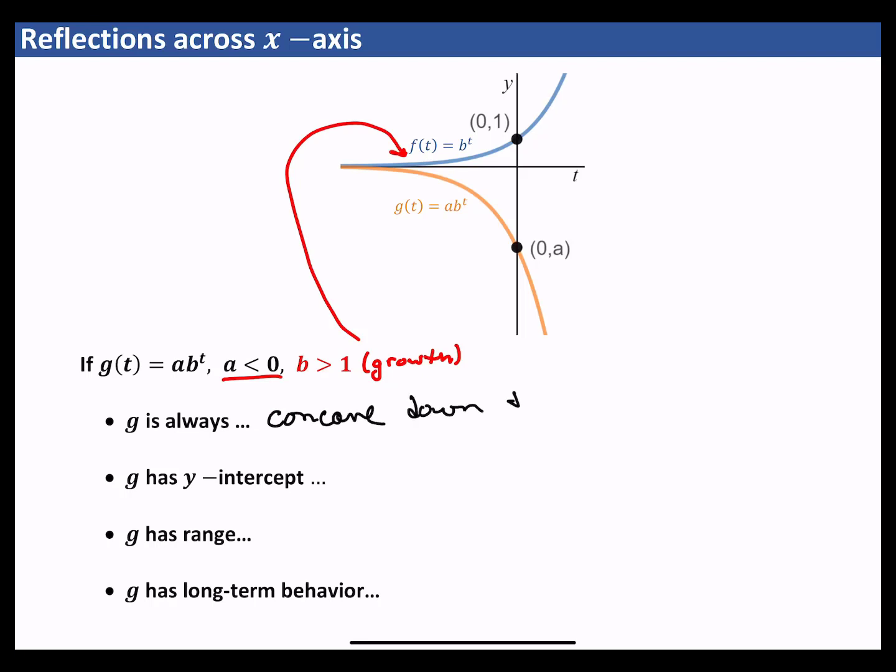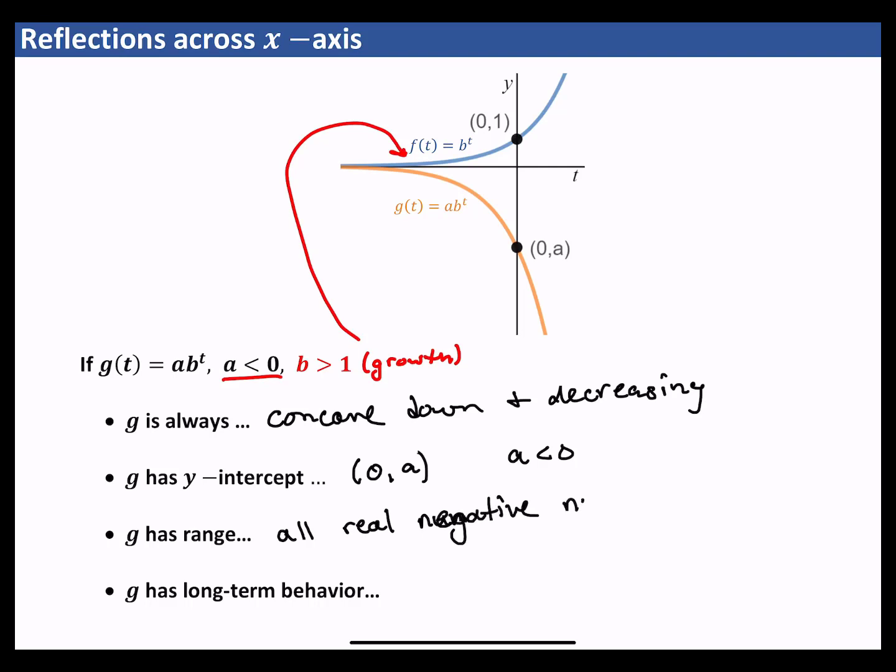g has a y-intercept at (0, a), where a is negative, and again, g now has an upper bound to its range. The range of g is all negative real numbers. And lastly, we see that g decreases without bound as t increases without bound. Using our familiar arrow notation, we represent that as g decreases without bound as t increases without bound.